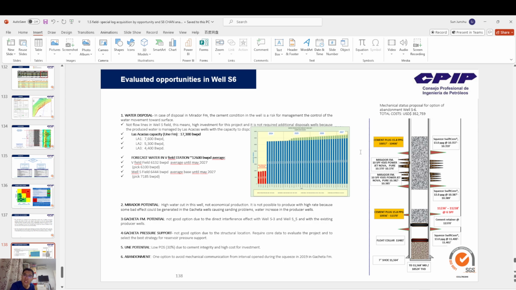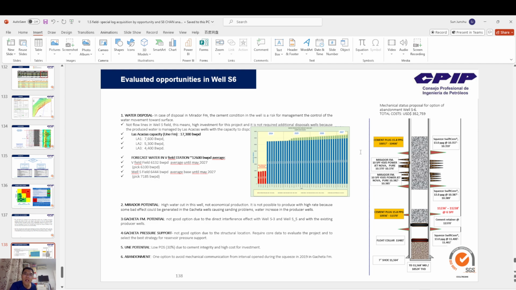Evaluated opportunities in well S6. Water disposal. In case of disposal in Mirador Formation, the cement condition in the well is a risk for managing the control of the water movement towards surface. No flow lines in S field. This means high investment for this project.